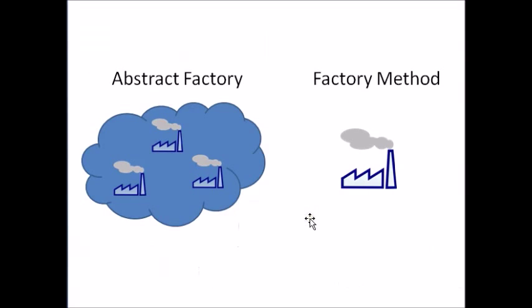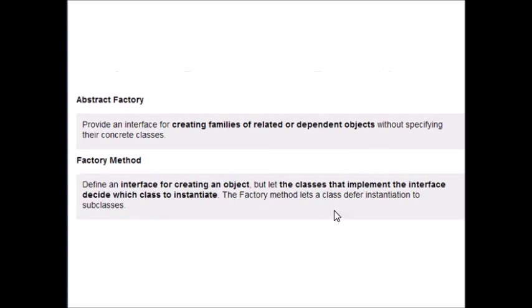Today, I'm going to talk about abstract factory and factory method. Yes, they are both used to create objects, but what are their differences? First, let's explore the formal description.